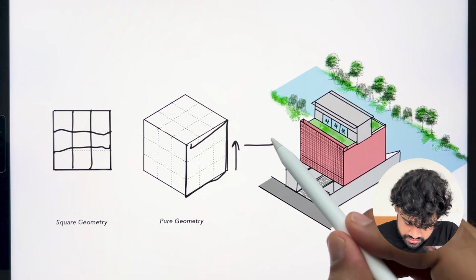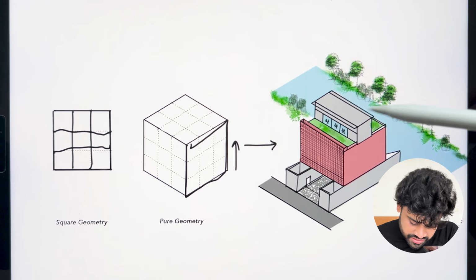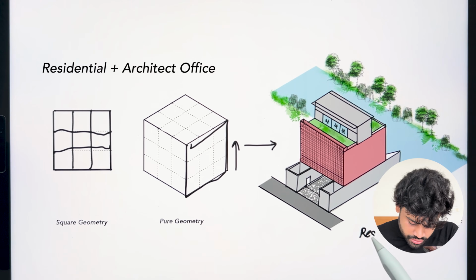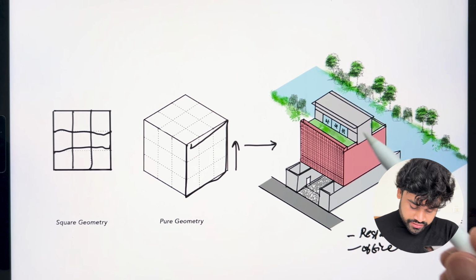And this is the schematic conceptual axonometry, which explains how the cube geometry he has implemented into his studio. So this studio is a combination of residential as well as an office. So he combined both the functions together to make this architecture unique.